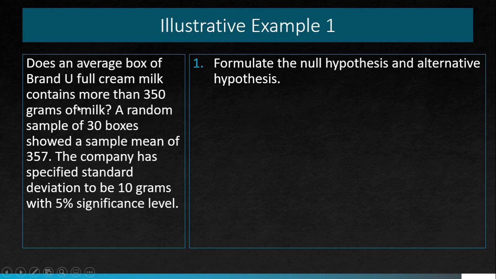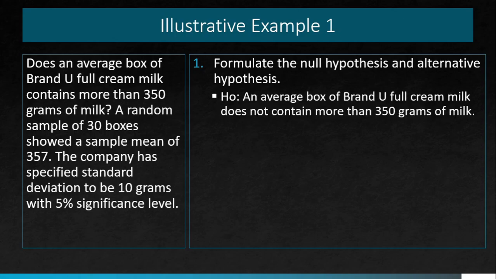Okay, so what will be our hypothesis then? So the null hypothesis, if you go back to our discussion, is the type of hypothesis which states objectivity or neutrality. To put it simply, if we apply that to our statement, we'll have this: an average box of brand new full cream milk does not contain more than 350 grams of milk. Meaning, it's actually equal to 350 grams of milk.